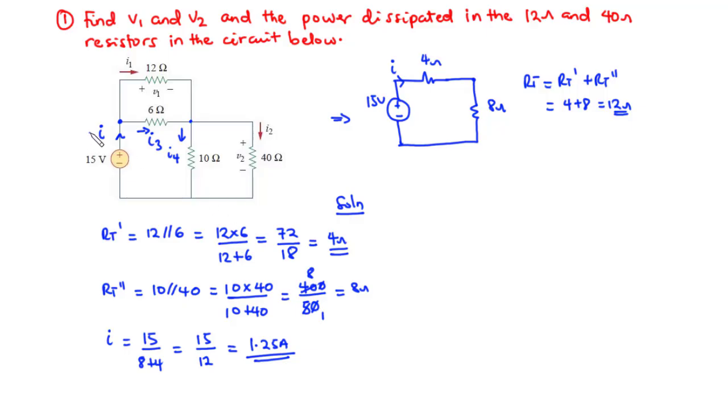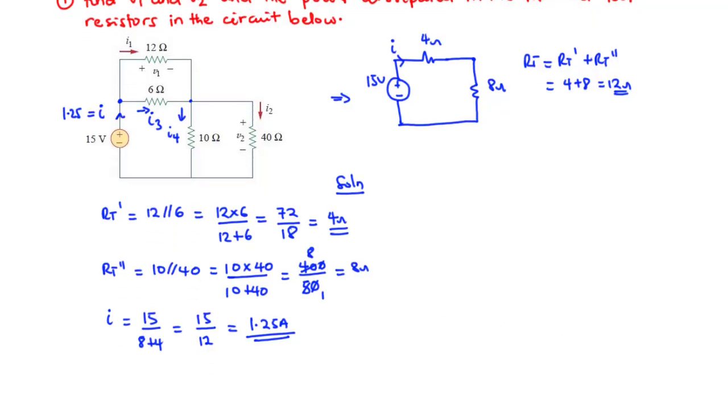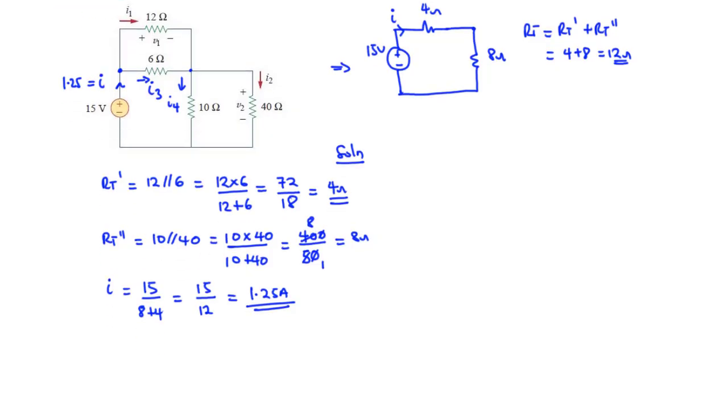So that is the total current I approaching this node, 1.25 amperes. So as it gets to the node, it splits. So we have I1 flowing here and then I3 also flowing here. Now we want to find the current flowing through the 12 ohms resistor, because that is where our interest lies. So it means that we are going to apply what we call the current division rule.